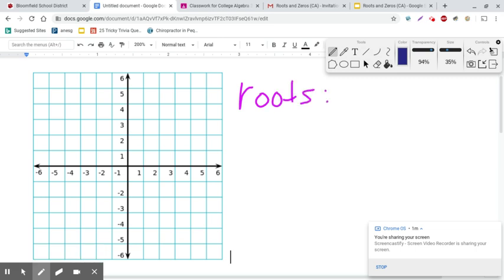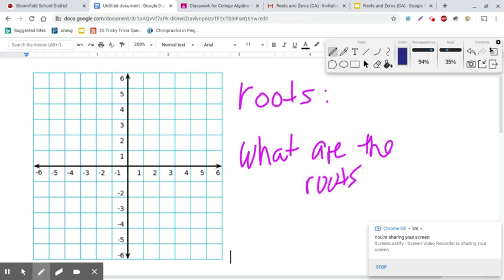Okay, guys, your roots are pretty much the same thing as your zeros, okay? They're where you cross the x-axis, but your roots are the x value, okay? So there's two parts of roots we need to realize. What are the roots? And how many roots? All right, so essentially this lesson today, you're just going to be looking at a graph. You're going to tell me how many roots the graph has and what are the zeros, okay?